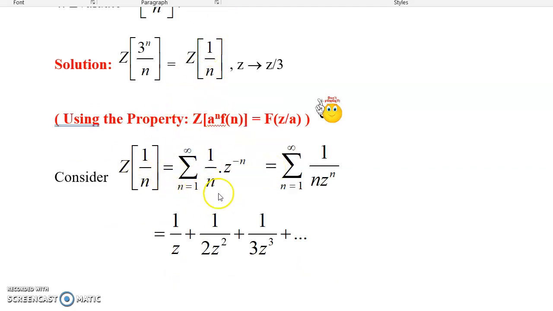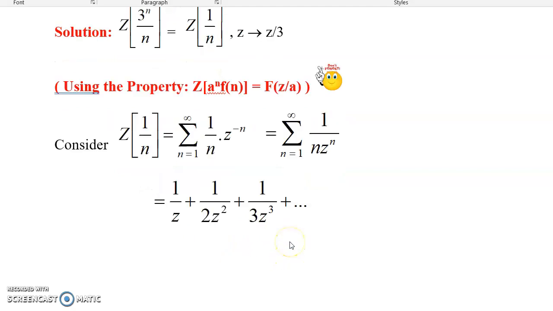This is the definition of z transform. n equal to usually 0 to infinity. Since it is 1 by n, for n equal to 0, this becomes infinity. So we should start from 1 to infinity, 1 by n z power minus n, bringing z power minus n to the denominator and expanding the series. Putting n equal to 1 you have this, putting n equal to 2 you have this term, putting n equal to 3 you have 1 by 3 z cube, etc.